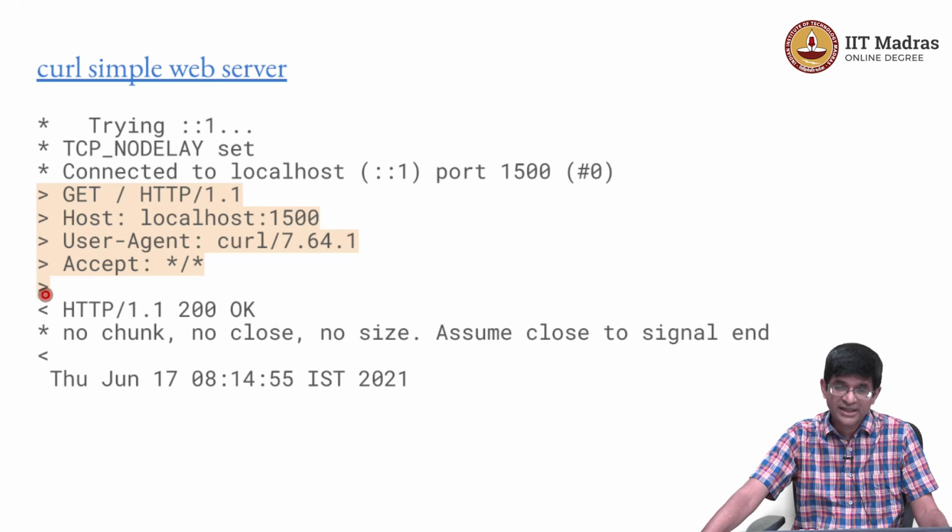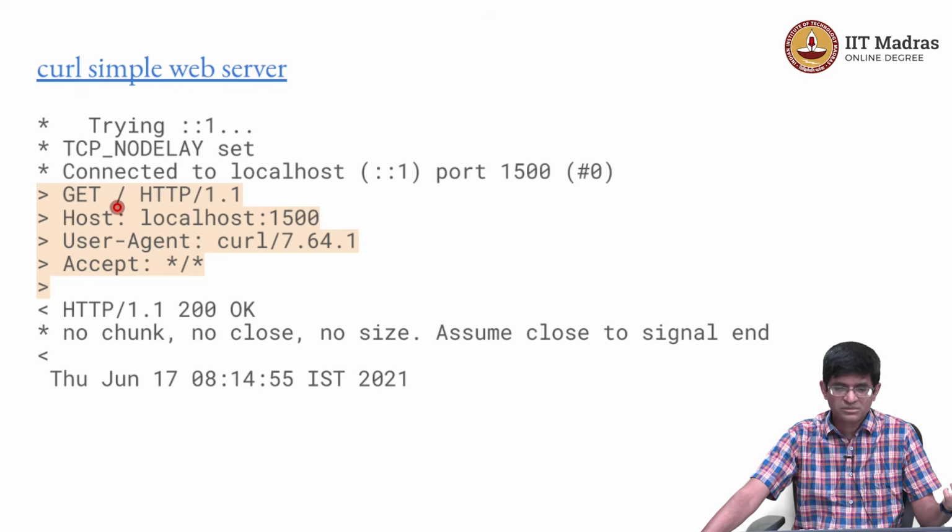Look at this last greater than over here. This blank line is important, right? Unless you give the blank line over there, the server doesn't know that you are done. Okay, so curl basically sends out a GET / HTTP/1.1. So GET is the request, it's the type of request. It's basically saying I want to get some information from you.